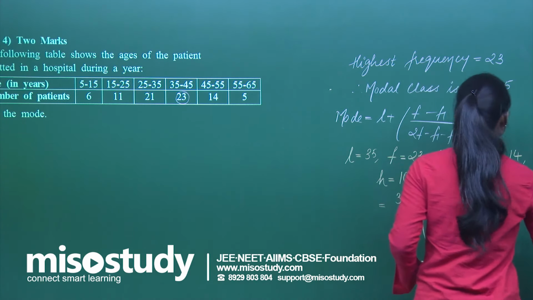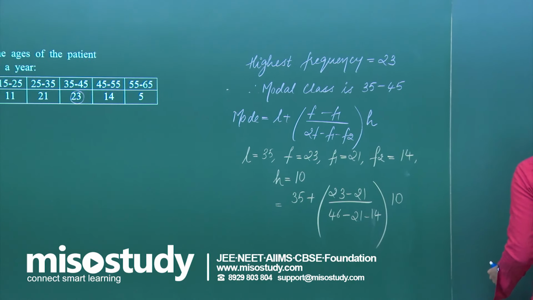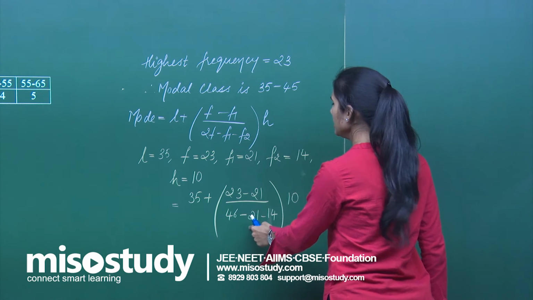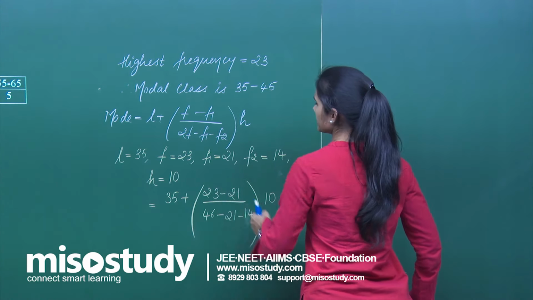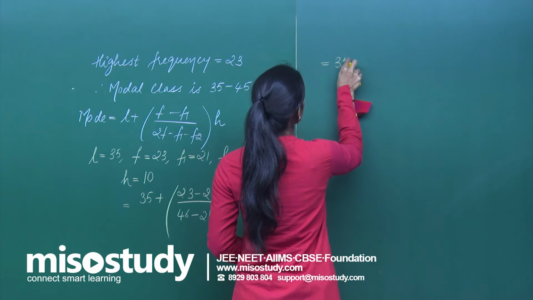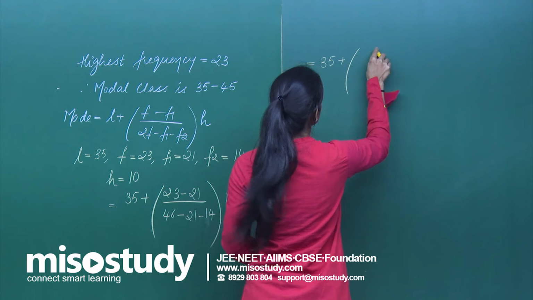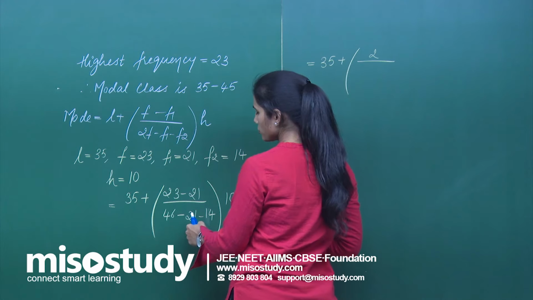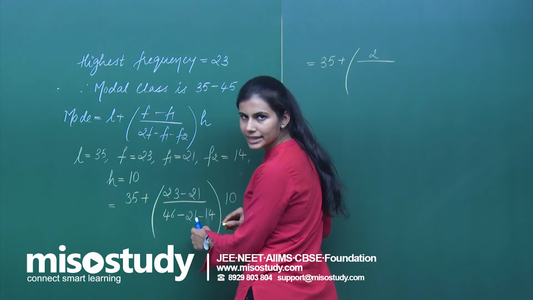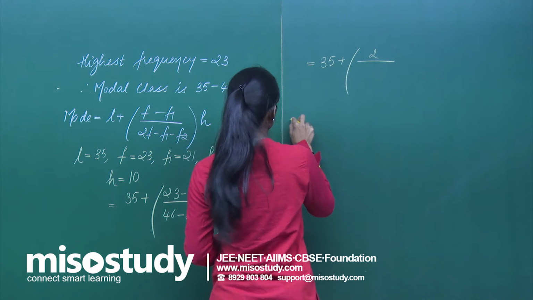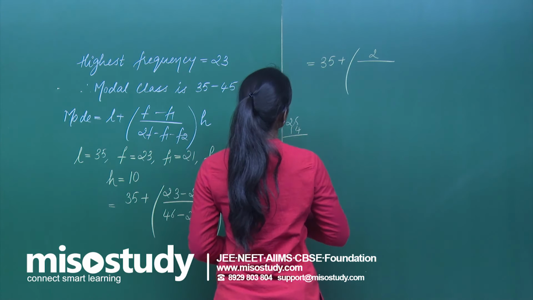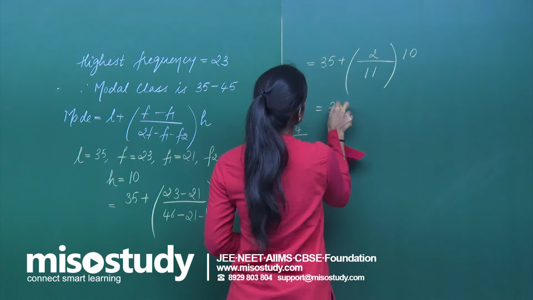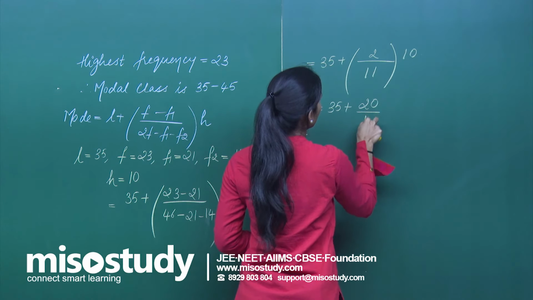So what do you get? 2f minus f1 minus f2 is what you have written. So 2 into 23 gives you 46 minus 21 minus 14, and here it is f minus f1. So this gives you 35 plus 23 minus 21 is 2. Now 46 minus 21 is 25. 25 minus 14 gives you 11, into 10. This gives you 35 plus 20 upon 11.